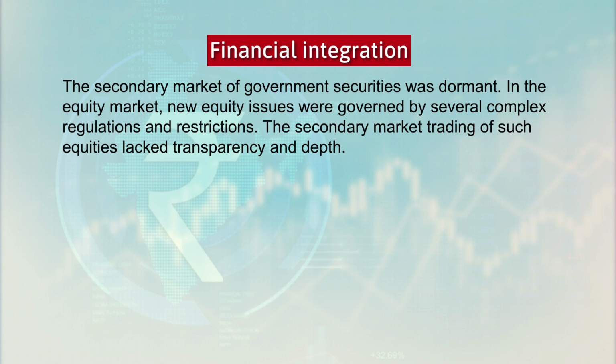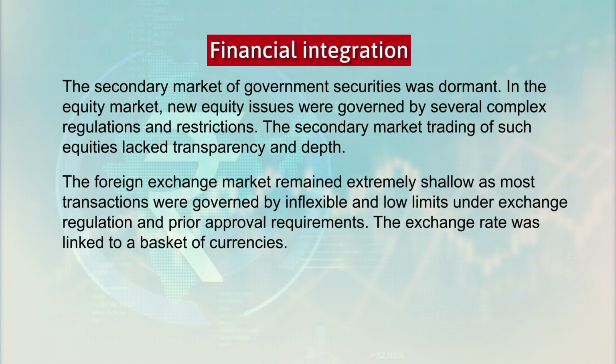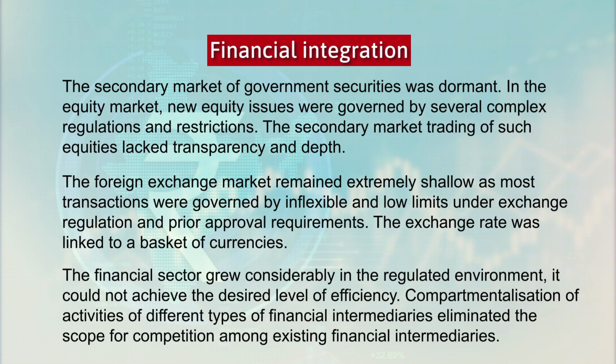If we look at the equity market, we find that the new equity issues were governed by several complex regulations and restrictions, and the secondary market trading of such equities basically lacked transparency and depth. The foreign exchange market had remained extremely shallow because most of the transactions were governed by inflexible and low limits under the exchange regulations, and there were prior approval requirements. The exchange rate was also linked to a basket of currencies. Although the financial sector grew considerably in the regulated environment, it could not really achieve the desired level of efficiency. Compartmentalization of activities of different types of financial intermediaries eliminated the scope for competition among the existing financial intermediaries.